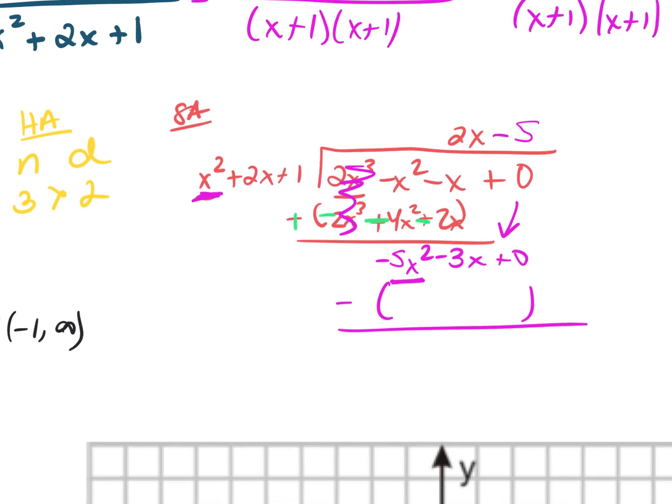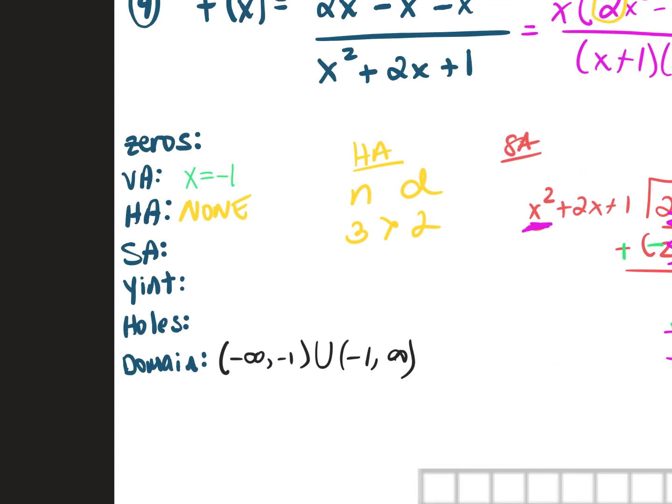Do I have to go much further beyond this point? Nope. Negative 5 times x squared is negative 5x squared. If I distribute, is this going to cancel? That's all I need to know, because what is the rest? It's a remainder. Do I do anything with my remainder? No. If you want to finish the problem, fine, but you don't have to. So your slant asymptote, guys, is y equals 2x minus 5. We'll deal with that in a second.